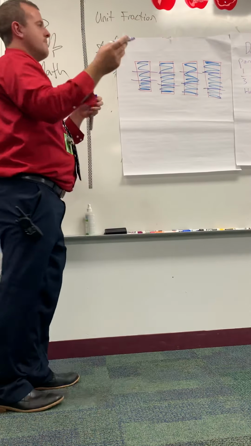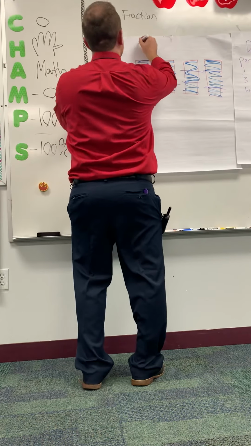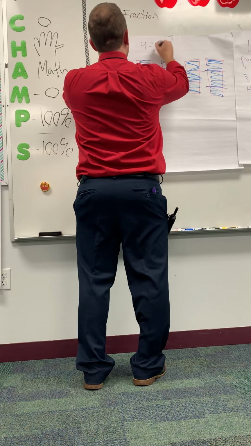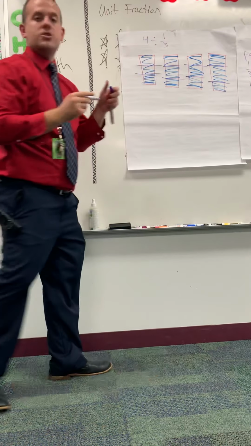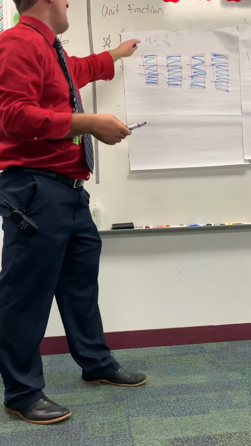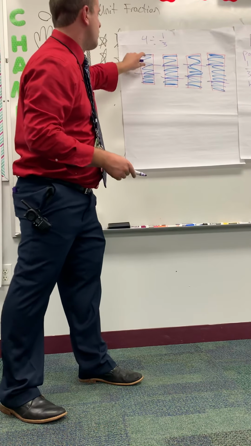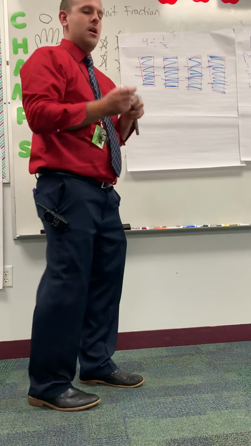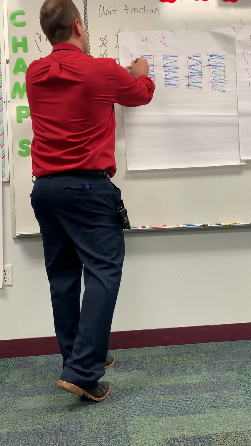So by the way, this is still the same problem. This is still 4 divided by 1/3 in case we're confused. We're just doing it with a visual. So 4 divided by 1/3, we split them into thirds. There's 1 section, 2 section, 3 section. Okay? So each one of those is 1/3.